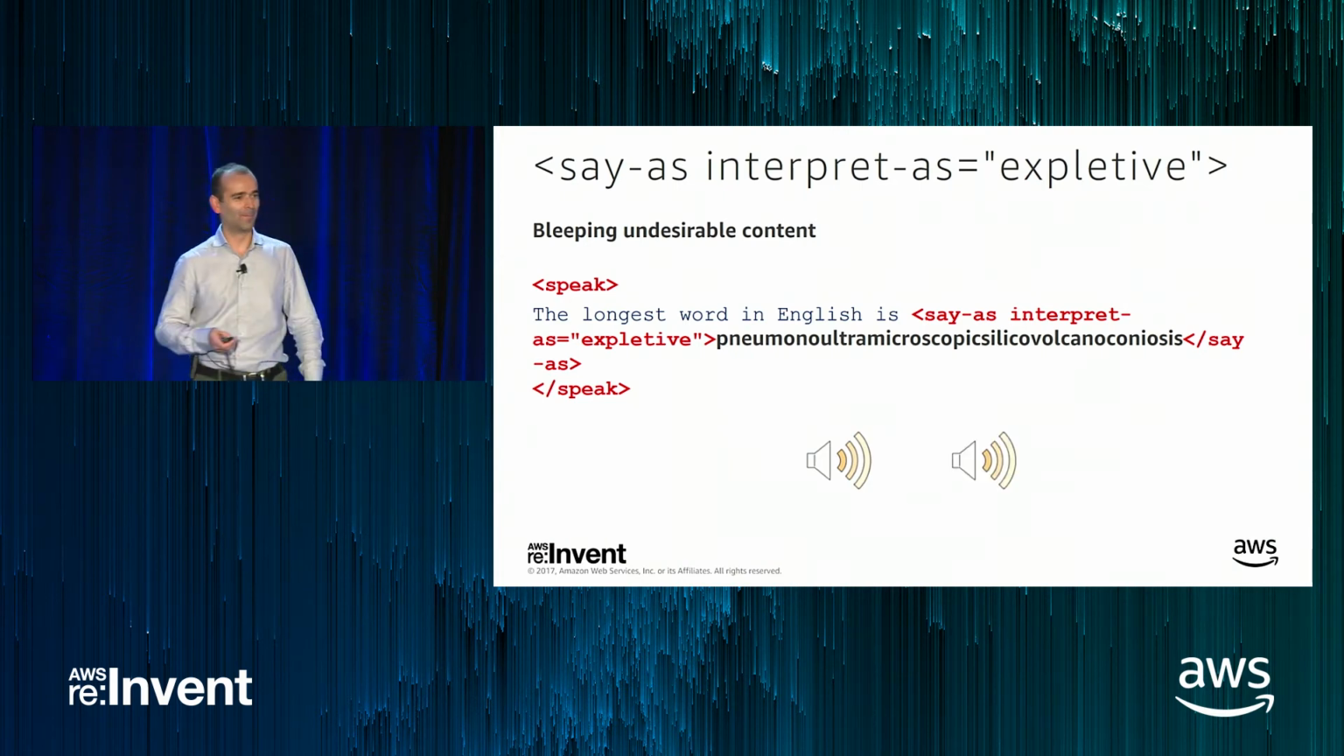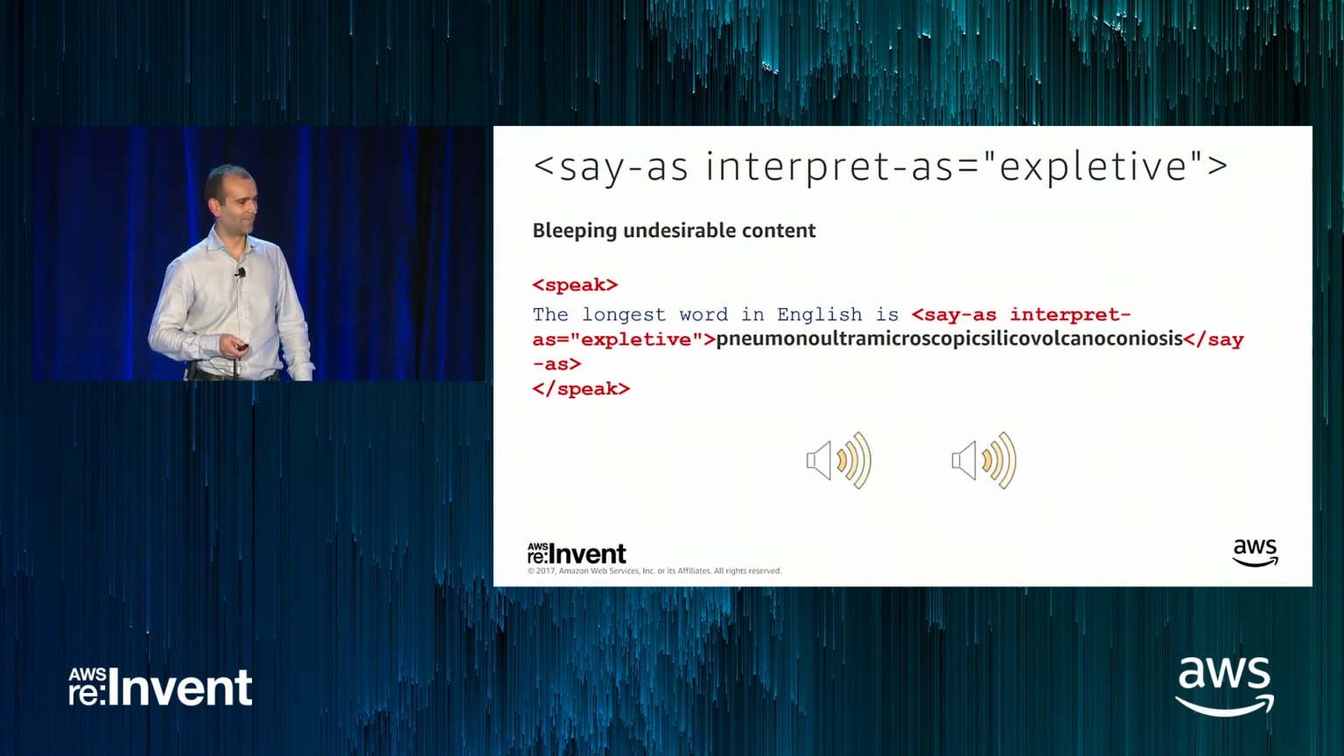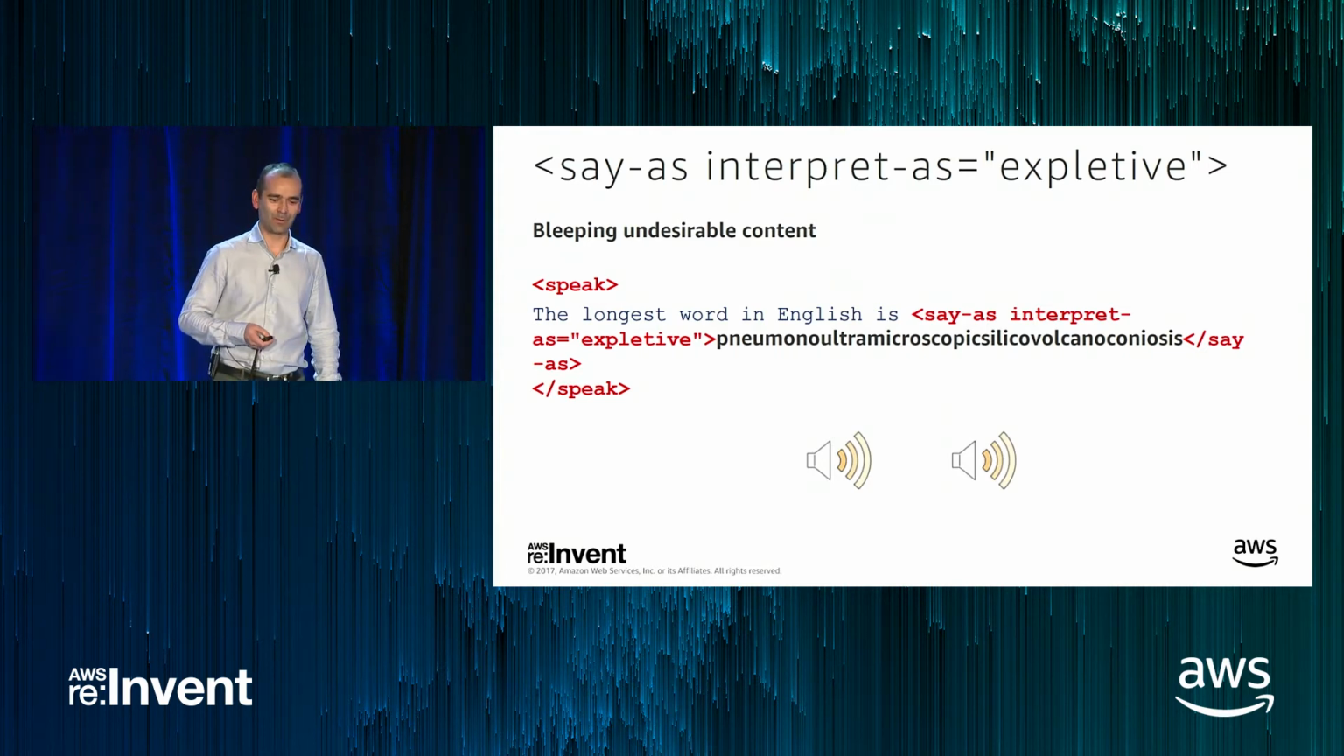The longest word in English is pneumonoultramicroscopicsilicovolcanoconiosis. We learn something every day.